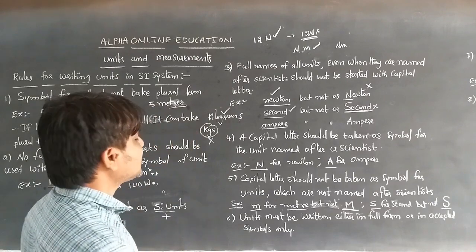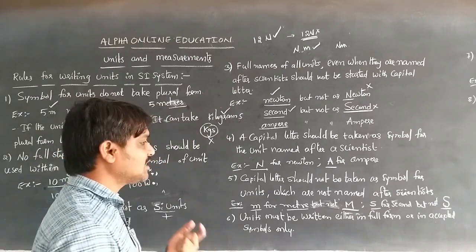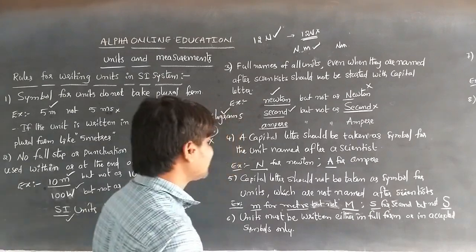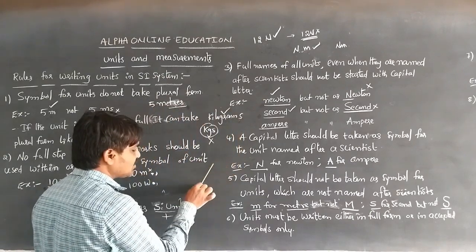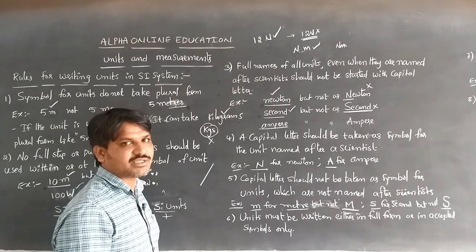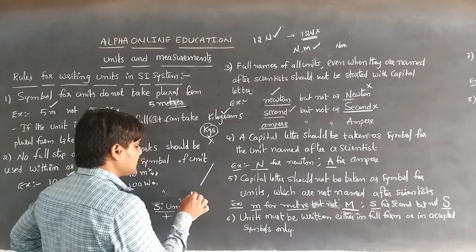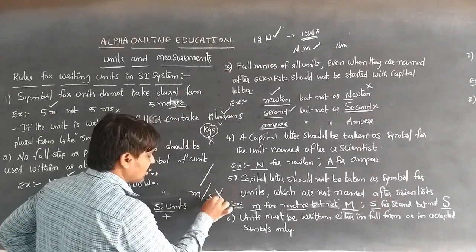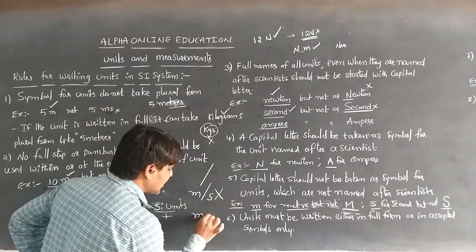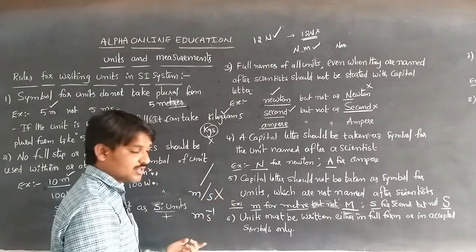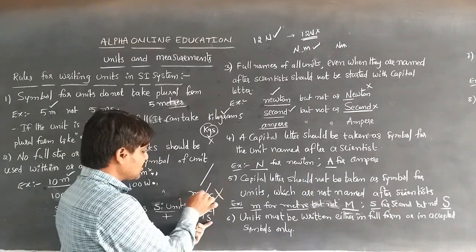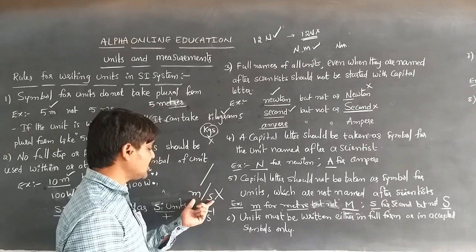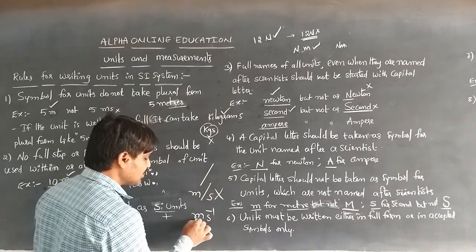In the case of writing unit symbols, we should not use a solidus, meaning a slash. For example, in some cases we write meter per second like this, but this is not correct. We should write meter per second like this only. The slash should not be used when writing units in the SI system of units.